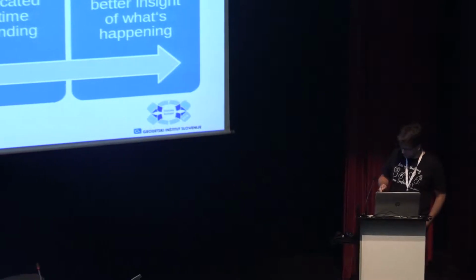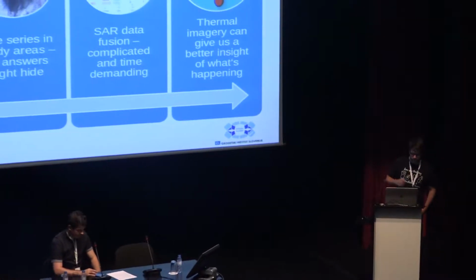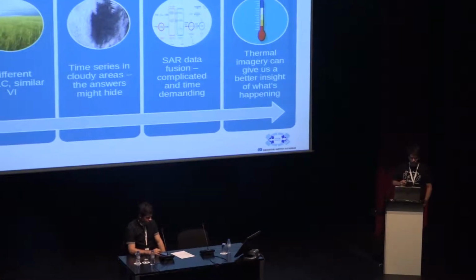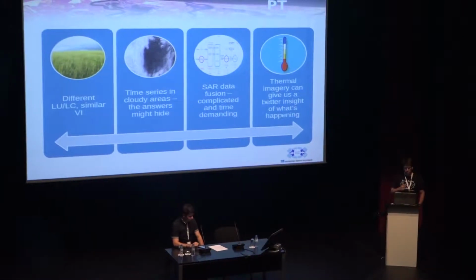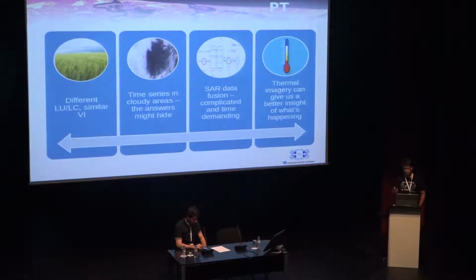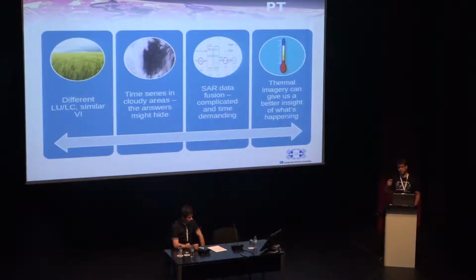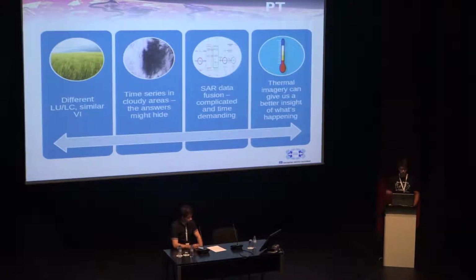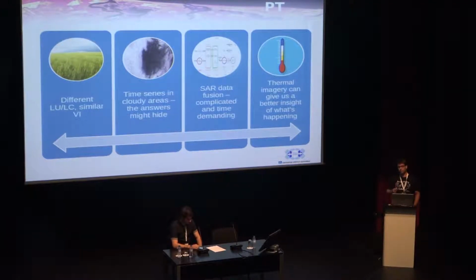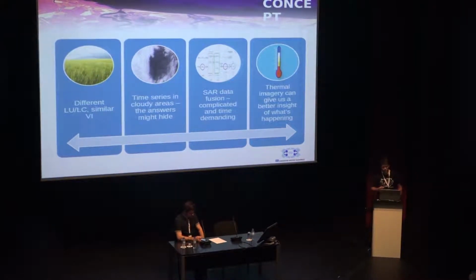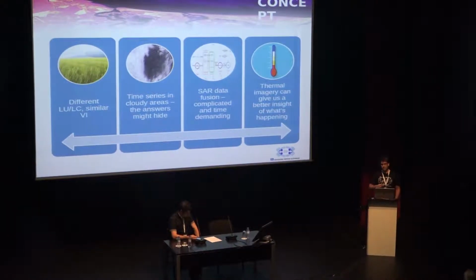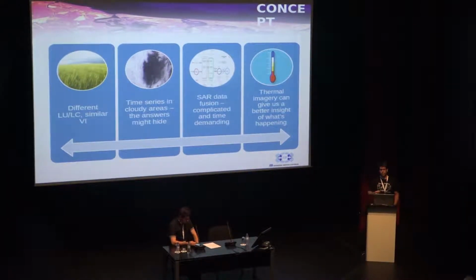Okay, what is the concept of our work? It is that there are different land usage and land cover with similar vegetation indexes. So when we talk about recognition of land cover and land usage based on just NDVI and similar types, we get to meet some problematic areas, which are, in this example, grasslands and grassland-alike crops.